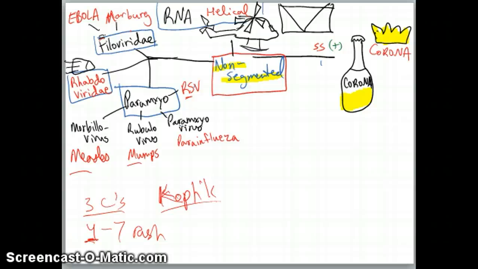Of course, you have the MMR shot that you get, which is measles, mumps, and rubella. It is a live attenuated vaccine that infants get at greater than 15 months, and you get boosters throughout your life for that. Let's go to the mumps virus.